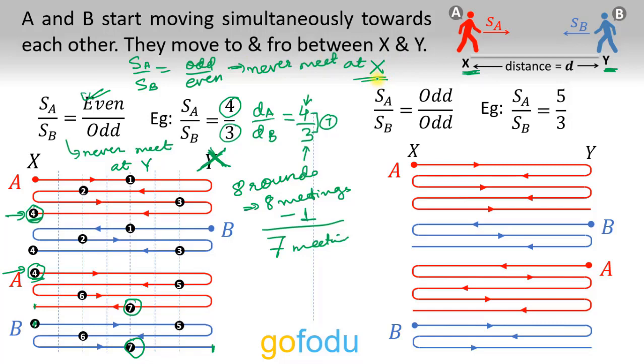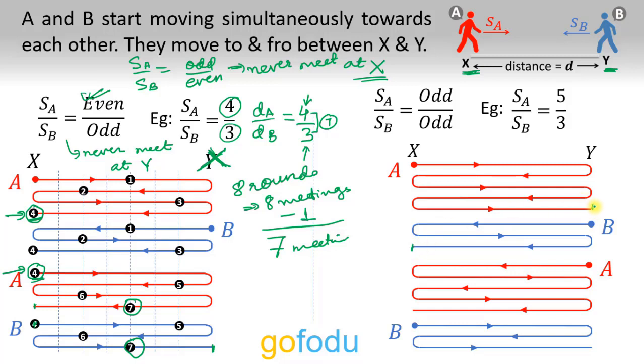Next case, when the ratio is odd upon odd. Okay, this third case when the ratio is odd upon odd. For example, SA upon SB is 5 upon 3. A starts from X, and in 5 rounds, in an odd number of rounds, A will reach Y, whereas B starting from Y, in 3 rounds will reach X. So after 5 rounds of A and 3 rounds of B, they are not going to meet because they will end up at opposite ends.